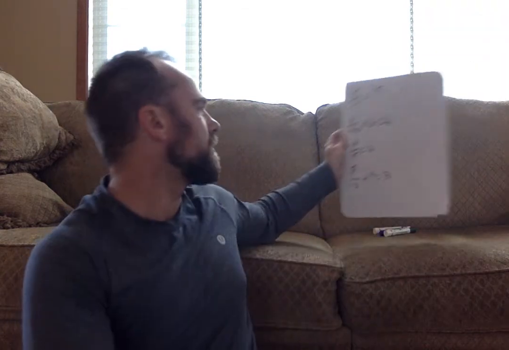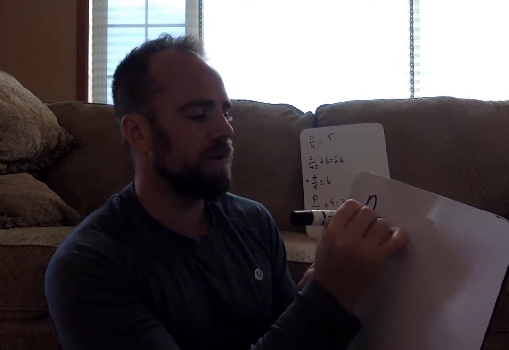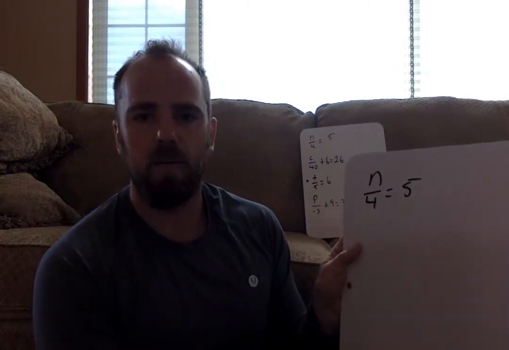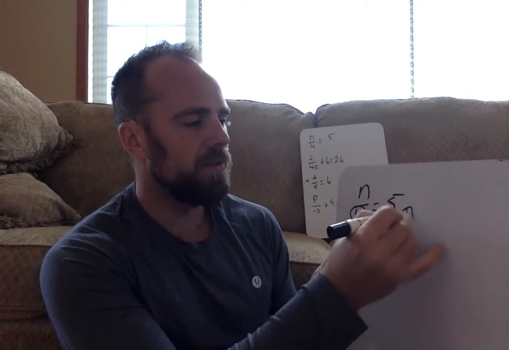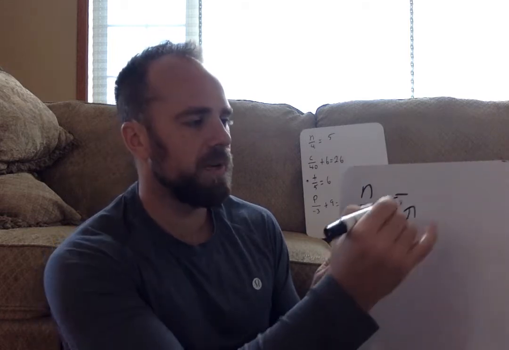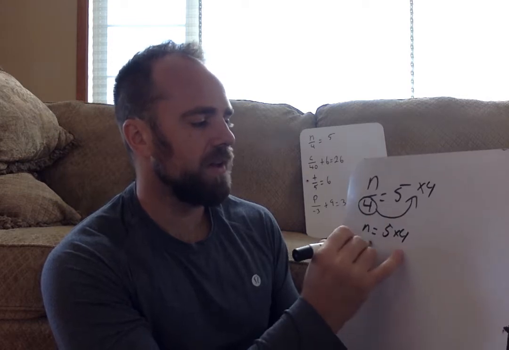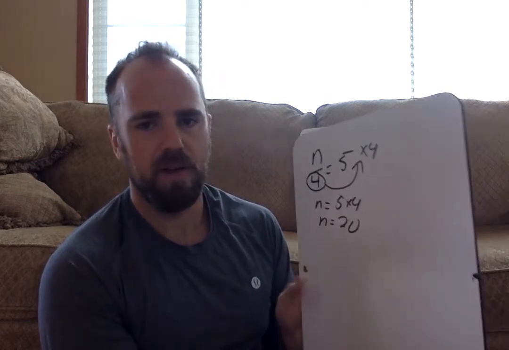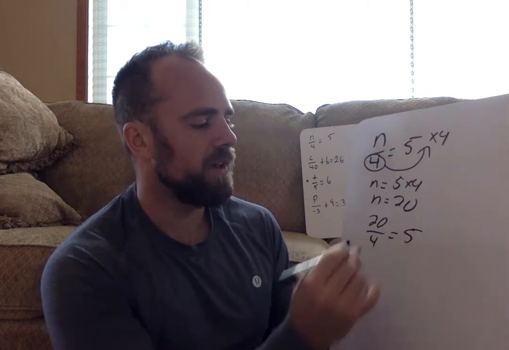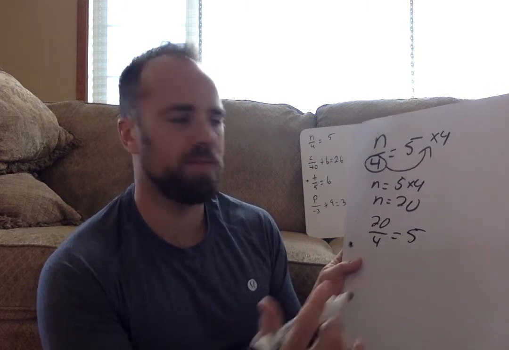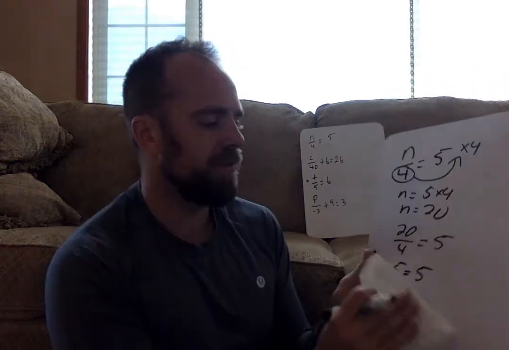So the first one, we have n/4 equals 5. I want to isolate n. I want to get it by itself, so I'm going to take my 4 and do the opposite operation of division, which becomes multiplication. So I have n equals 5 times 4, n equals 20. Okay, so I'm going to check it. 20/4 should equal 5. How many times can 4 go into 20? Well, 4 times 5 equals 20. So I have 5 equals 5. So that's my answer for the first one.